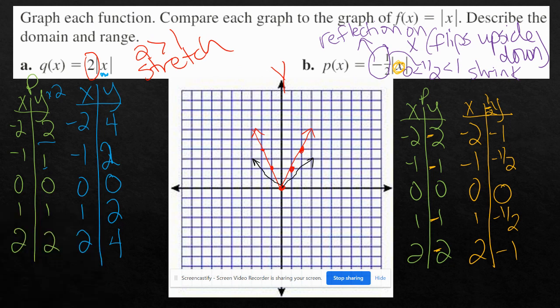let's make it this darker color here. It makes it look like that. See how it's shrinking away from the y? Here's our y-axis right here, and it's shrinking away from it.